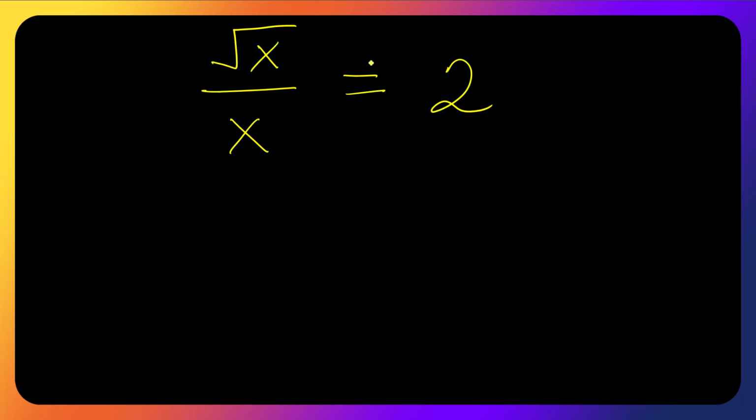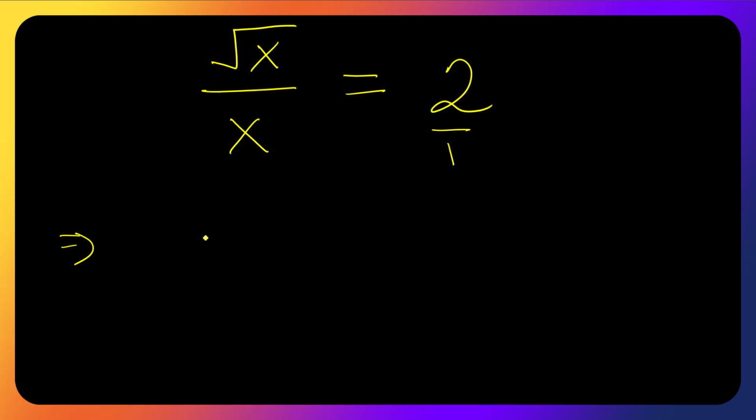Now let's solve for x from here, given square root of x over x equals 2. Alright, we have so many ways of dealing with this one. We can choose to square both sides, or we can choose to make this side over 1 and do cross multiplication. Now let's make this side over 1 and do cross multiplication.